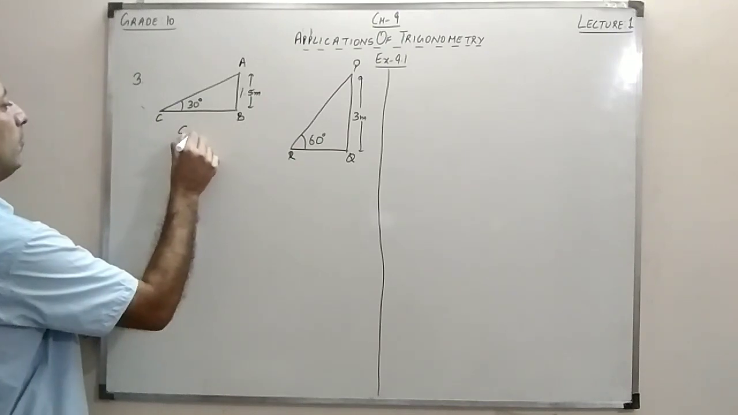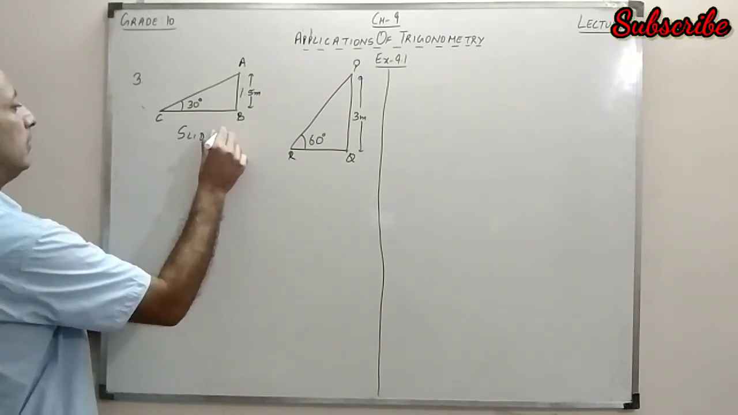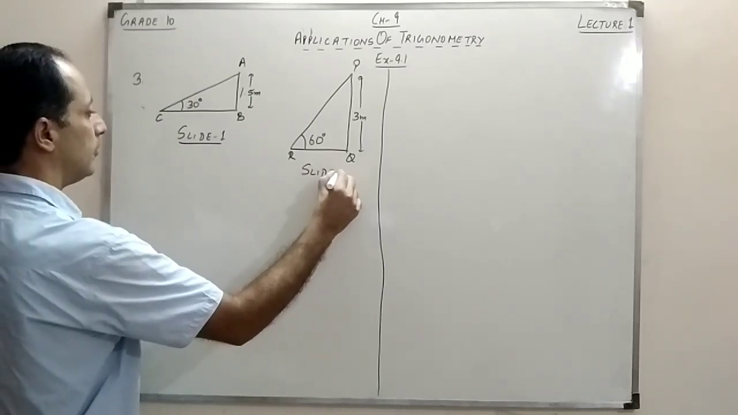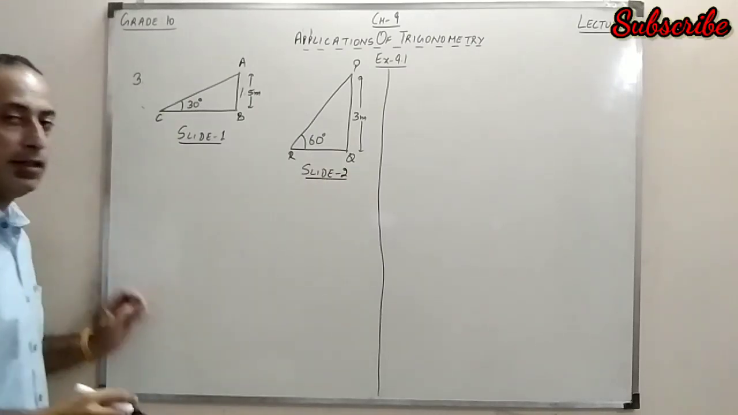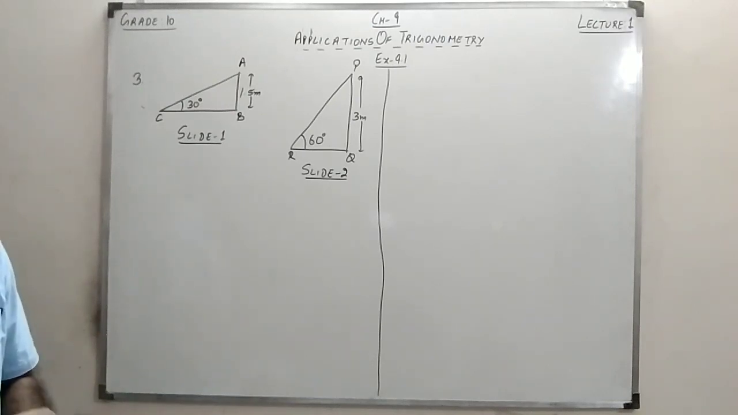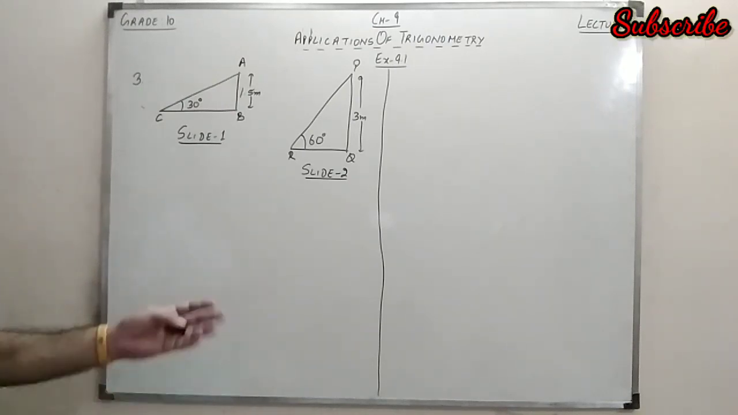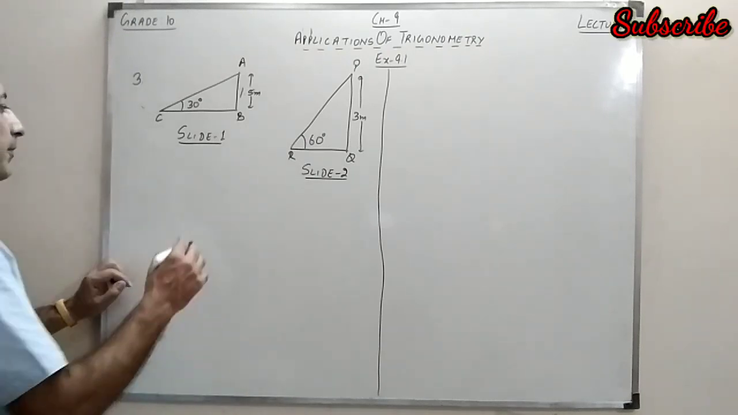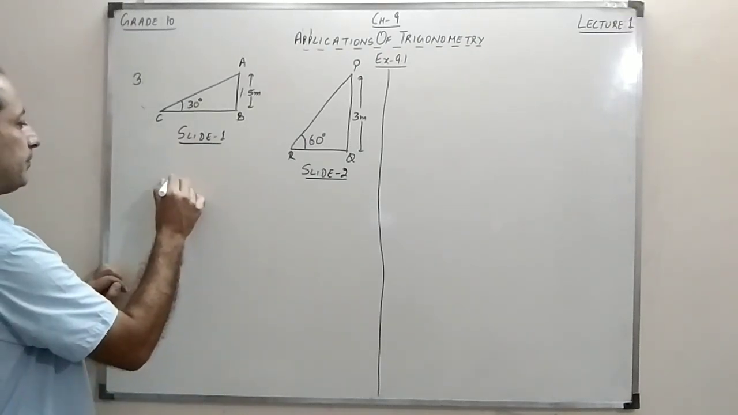So this is slide 1 and this is slide 2. Obviously slide 1 is for the kids who are less than the age of 5 and slide 2 is basically for the kids who are above the age of 5. Now first we do for slide 1.